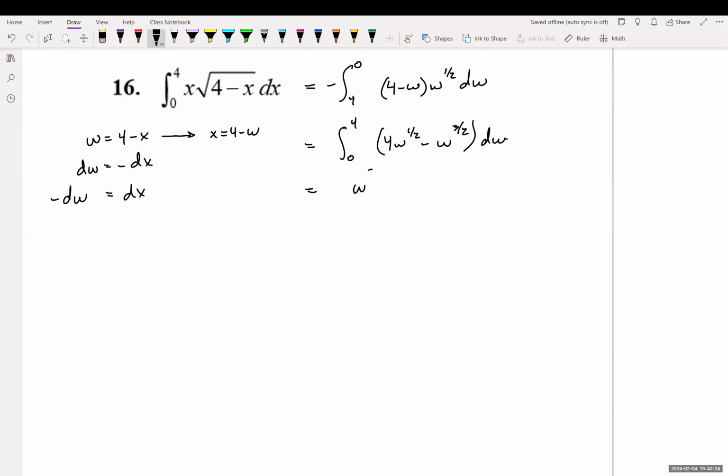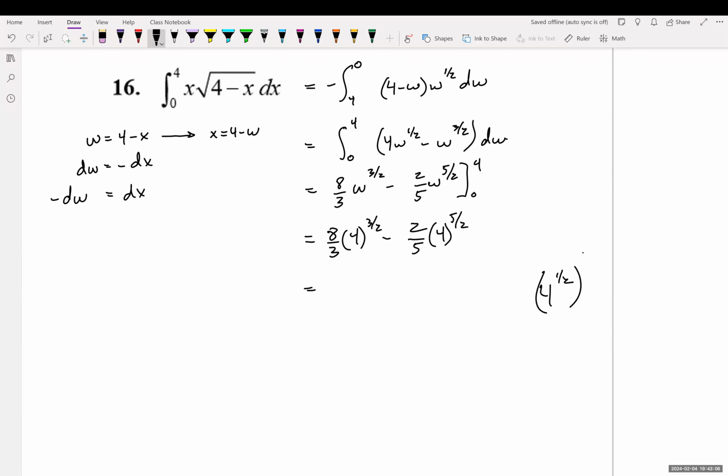So we add 1 to the exponent to get 3/2. And then we're going to need, I believe, an 8/3 in front. If you take that derivative, the 3's cancel, the 8 gets divided by 2, and you have the 4, minus, here we have w to the 5/2 with a 2/5 in front, and that's being evaluated from 0 to 4. So we have 8/3, 4 to the 3/2 minus 2/5, 4 to the 5/2. 4 to the 3/2: well, the square root of 4 is 2, and then you're raising it to the 3rd power, which will give you 8. And 8 times 8 is 64/3.